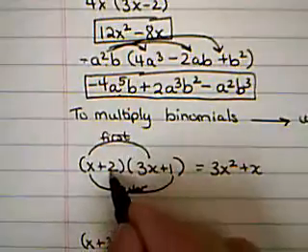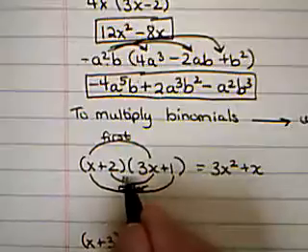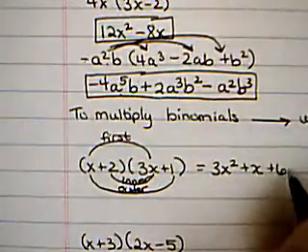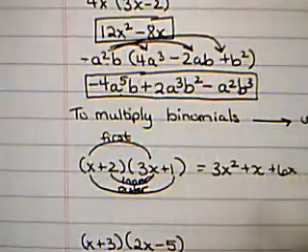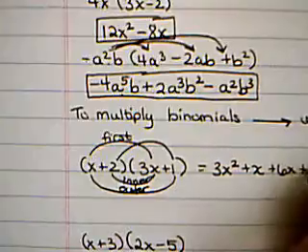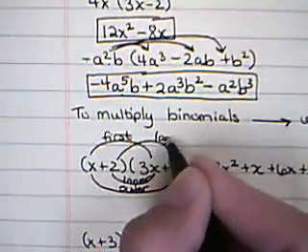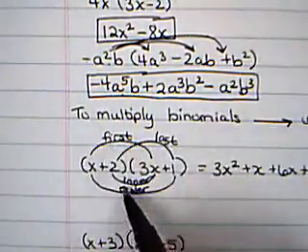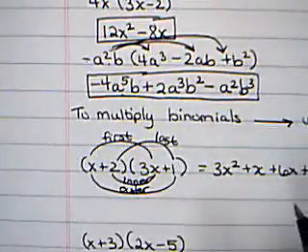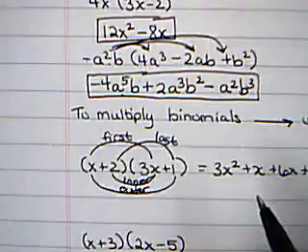Our inner terms would be the 2 and the 3x. So 2 times 3x would give us 6x. Again, multiplying those coefficients together, and that variable just comes along with it. Our last term would be 2 times 1, which would be positive 2. And that would be our FOIL method, first, outer, inner, last. And it really doesn't matter which order this is multiplied in. This is just typically how we view multiplying binomials in mathematics.